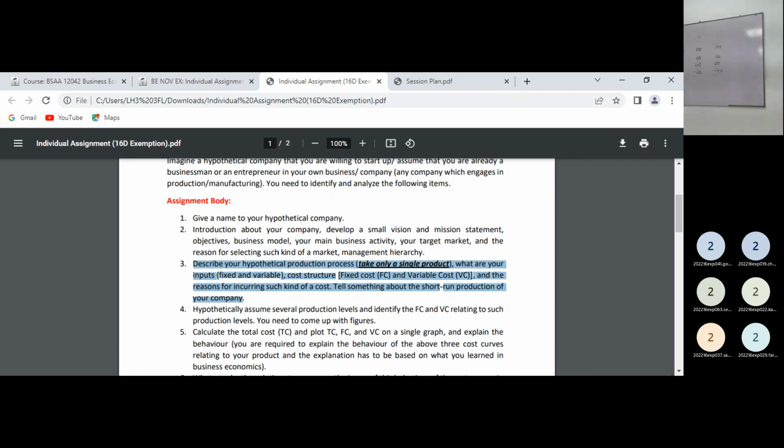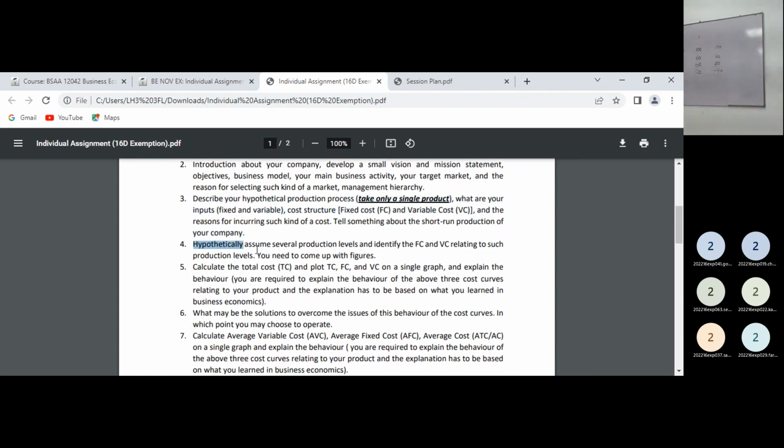Then hypothetically assume several production levels and identify fixed cost and variable cost relating to such production levels. You need to come up with figures. Very simple. You are going to produce 1 fish bun, 2 fish bun, 3, 4, 5, 6. And what are the fixed cost? What are the variable cost and total cost? Don't go 1 to 100, right? When you're estimating the production, just 1 to 15, something like that.